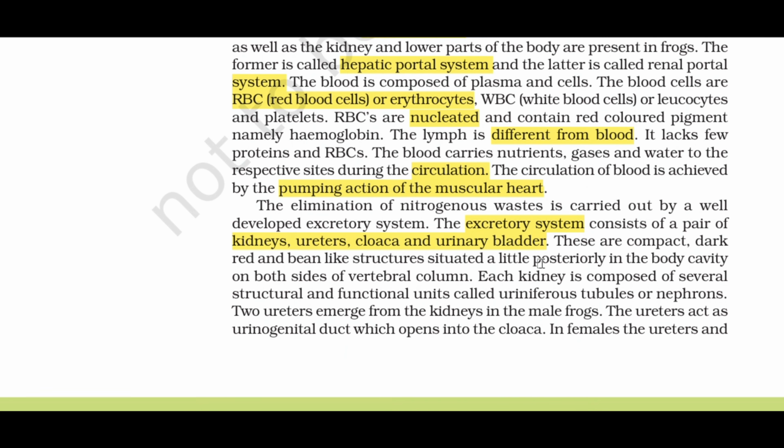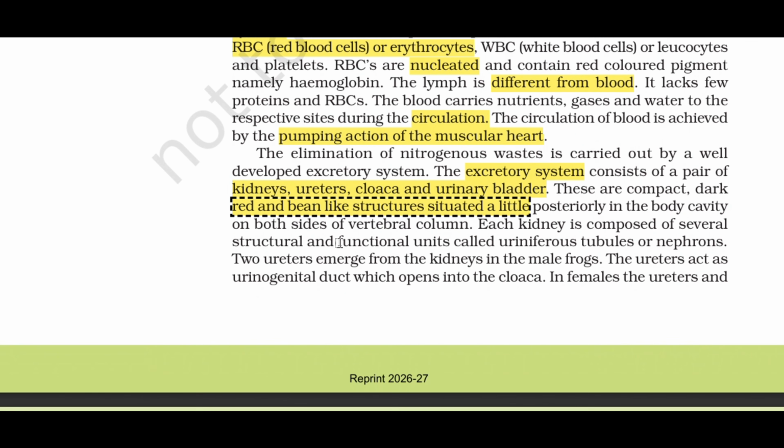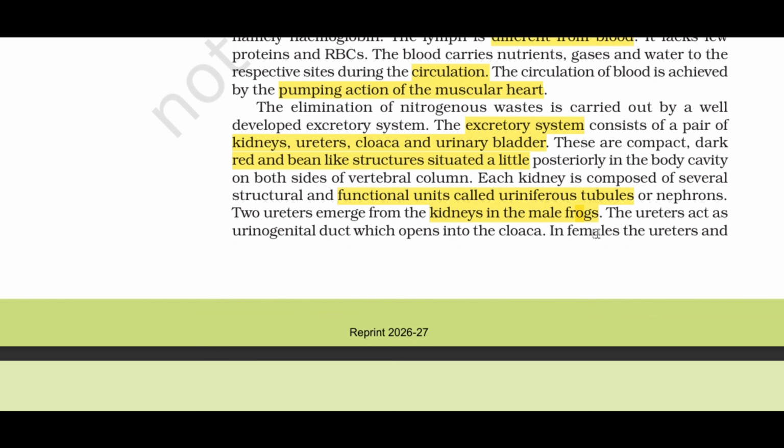These are compact, dark red and bean-like structures situated a little posteriorly in the body cavity on both sides of the vertebral column. Each kidney is composed of several structural and functional units called uriniferous tubules or nephrons. 2 ureters emerge from the kidneys in the male frogs. The ureters act as urinogenital duct which opens into the cloaca.